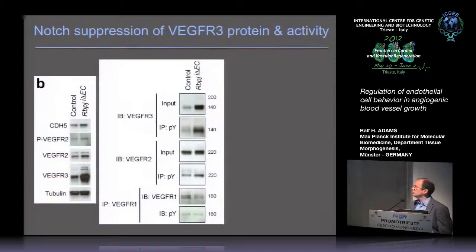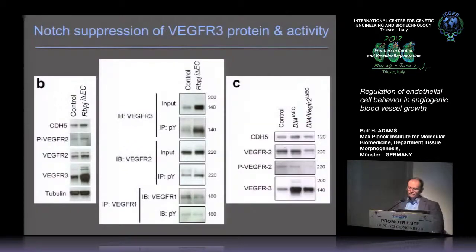For VEGF receptor 2, again, we see a slight increase, but this we mostly attribute to the increase in the number of endothelial cells. We also looked at VEGF receptor 1, actually, and VEGF receptor 1 levels go down, and also the tyrosine phosphorylation of VEGF receptor 1 is reduced. So this is arguing against the potential role of VEGF receptor 1 in compensating for the absence of R2. And we also checked the same in delta-like 4 VEGF receptor 2 double mutants.